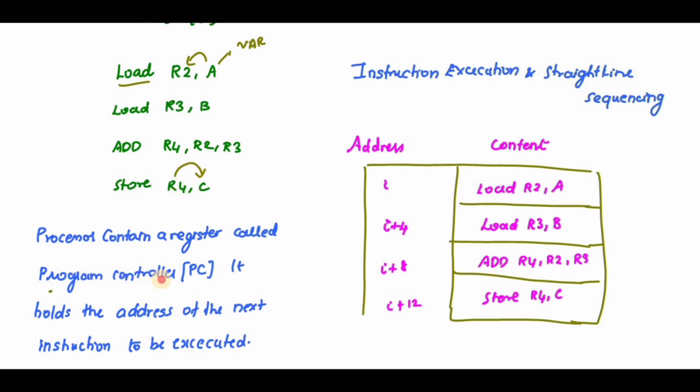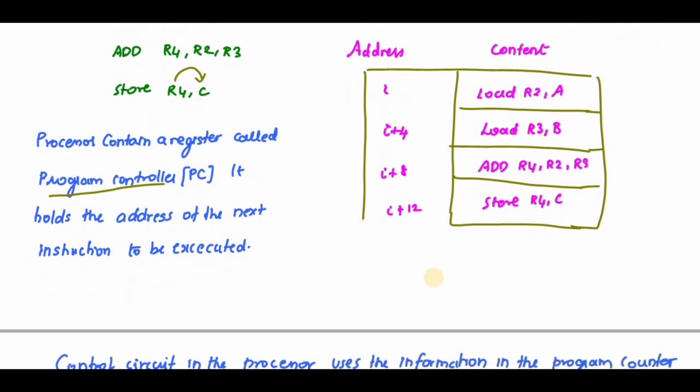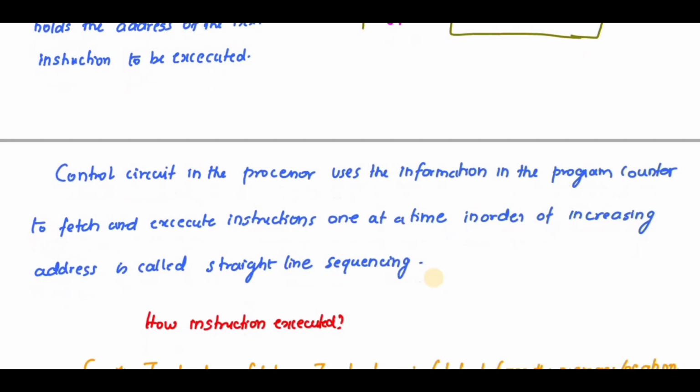So what is a program counter? The register in the processor called the program counter holds the address of the next instruction to be executed. Suppose currently load R2 comma A is executing. If you check the value of the program counter, it will store the address of the next instruction to be fetched. So the program counter currently has I plus 4. After this instruction, it will execute the next one. Okay. So this is the role of the program counter.